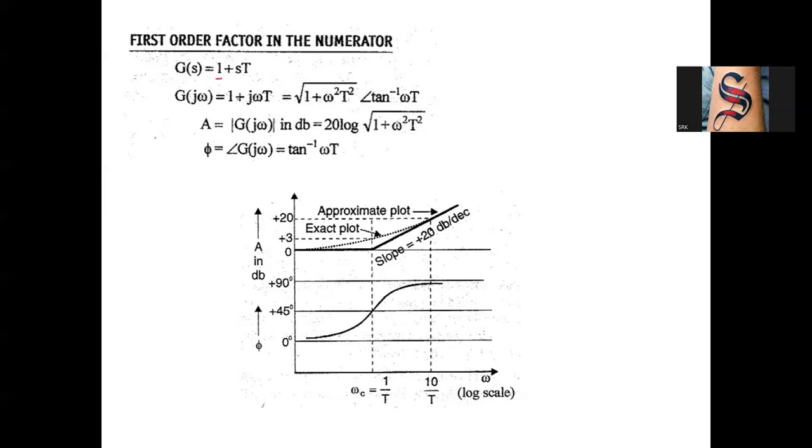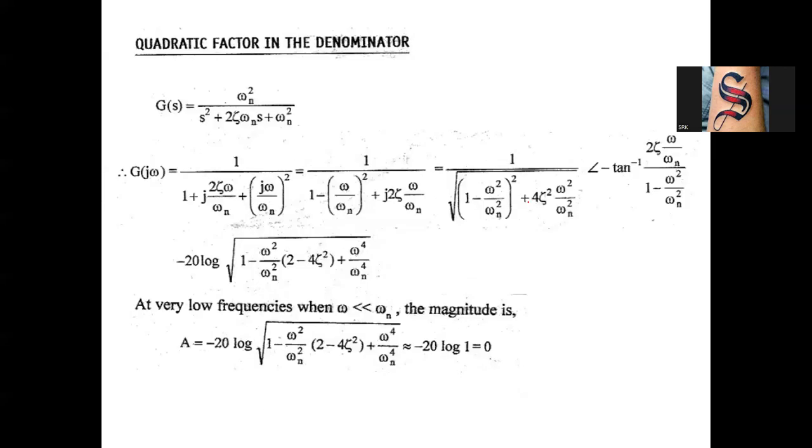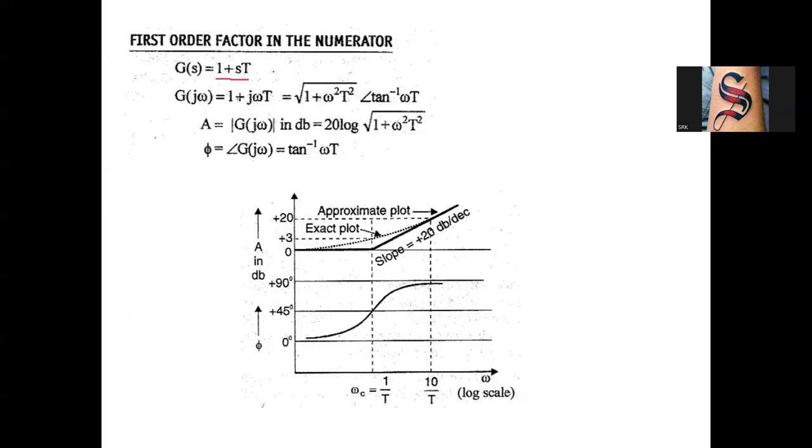So if I take the function 1 plus ST, we need to convert this S domain into the frequency domain, j omega. Then I can write 1 plus j omega T. And if you write this in terms of magnitude and phase, what is the magnitude for this term? Square root of 1 plus omega square T square, and the phase angle is tan inverse of omega T. Separating the magnitude, it is 20 log of the square root of 1 plus omega square T square, and the phase angle is tan inverse of omega T.